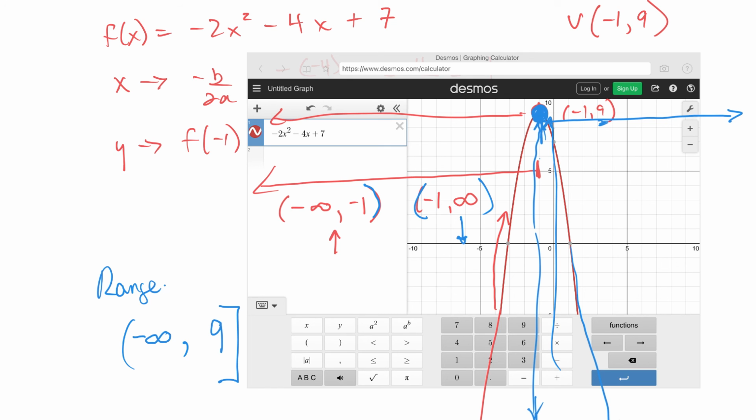All right, hopefully those two videos sort of help clarify that idea of intervals are left-right things and range up and down.